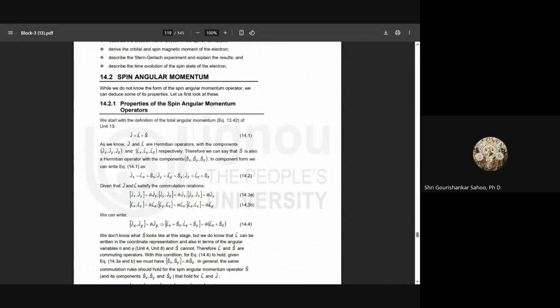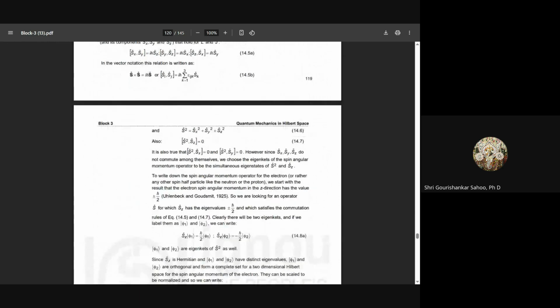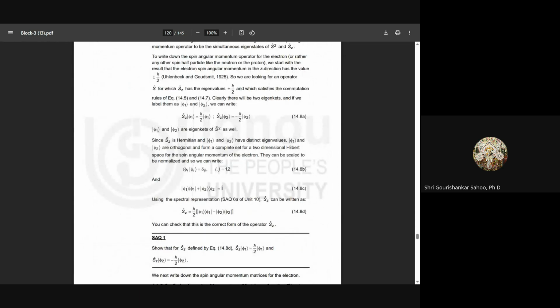Then spin angular momentum. You know, J cap is equal to L cap plus S cap, where J cap is total angular momentum, L cap is orbital angular momentum, and S cap is spin angular momentum. So you can have Sz cap is equal to h cross by 2 (phi 1 bracket minus phi 2 bracket).